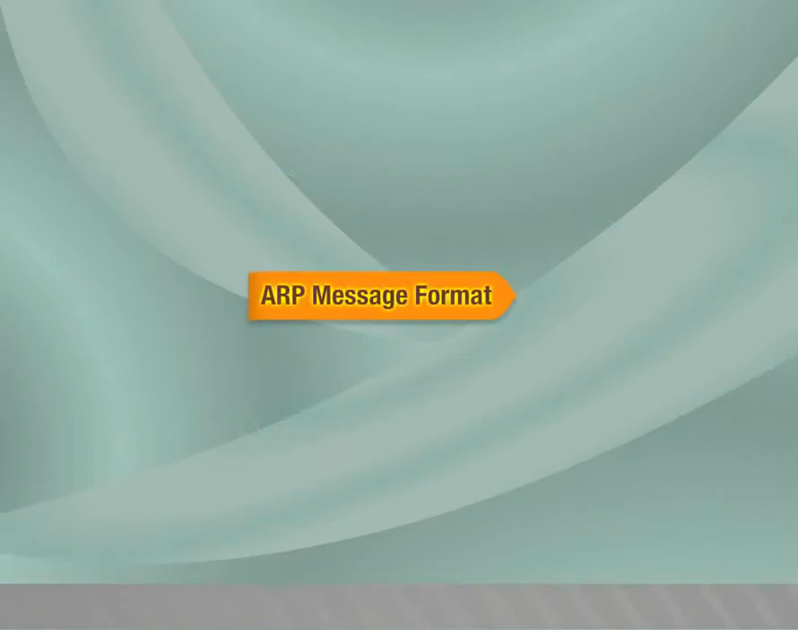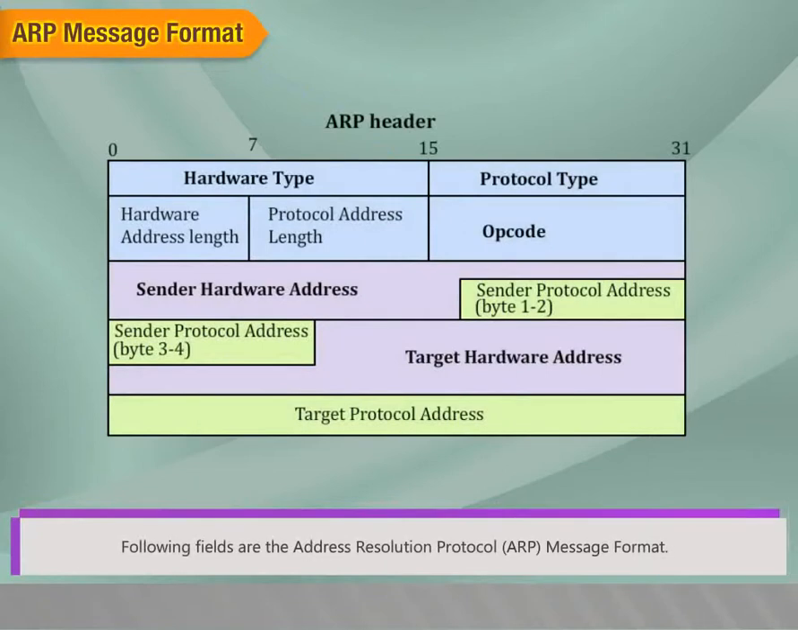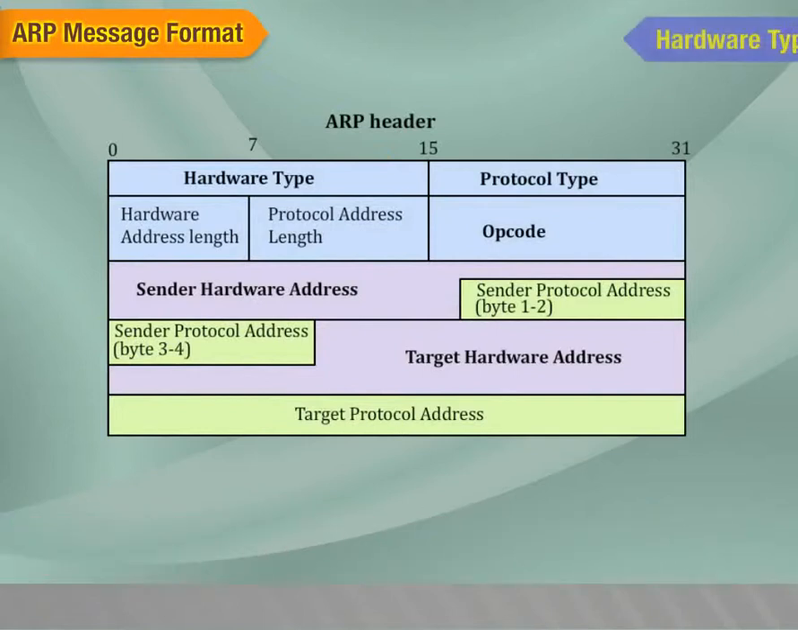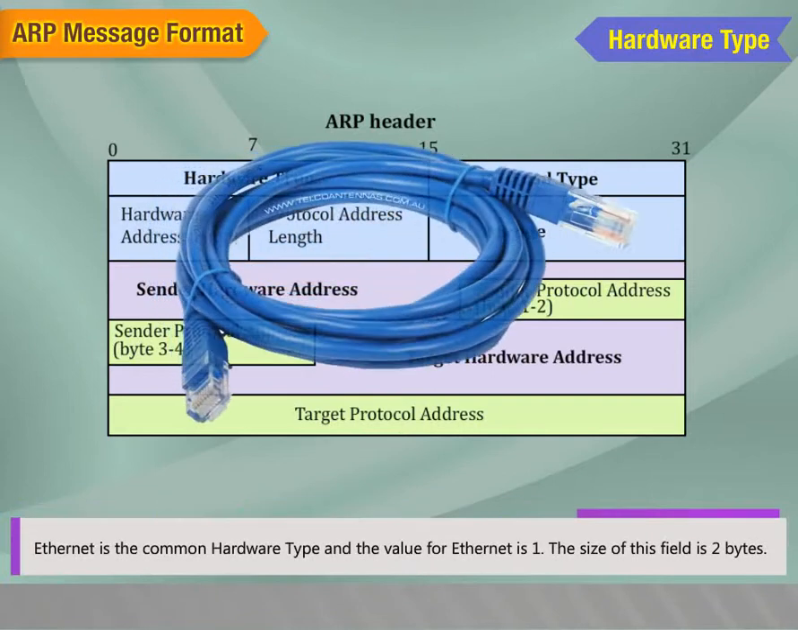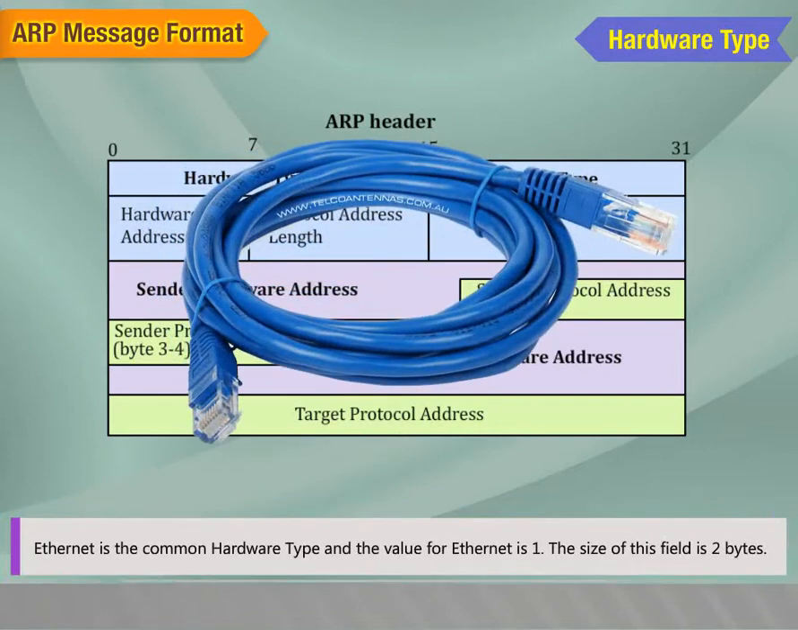ARP message format. The following fields are in the Address Resolution Protocol (ARP) message format. Hardware type. The hardware type field in the ARP message specifies the type of hardware used for the local network transmitting the ARP message. Ethernet is the common hardware type, and the value for Ethernet is 1. The size of this field is 2 bytes.